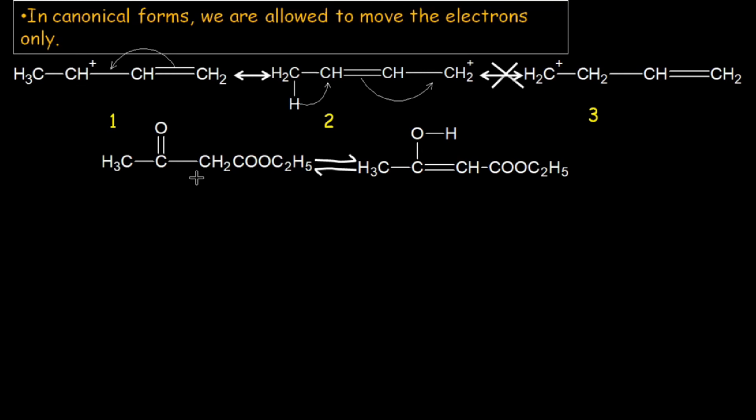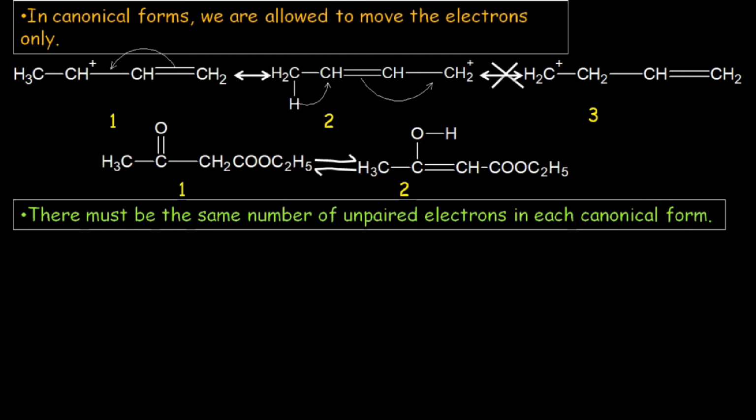In this example, hydrogen is shifted to this oxygen and the pi bond shifts between 2 carbons. These are not the resonating structures but are the tautomeric forms. So structures 1 and 2 are not the canonical forms but the tautomeric forms, because here the atom shifts, not the electrons. There must be the same number of unpaired electrons in each canonical form.